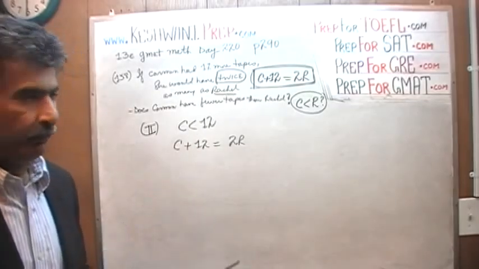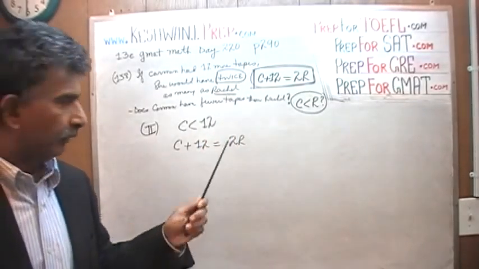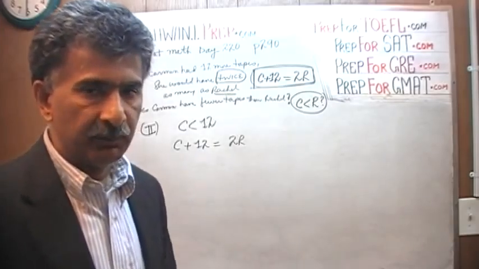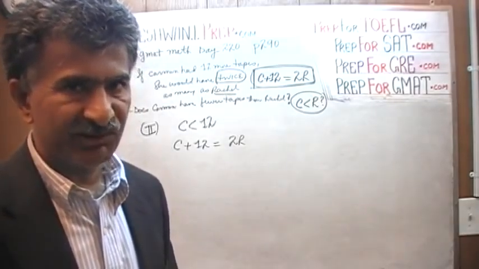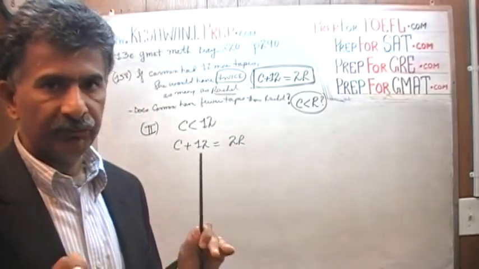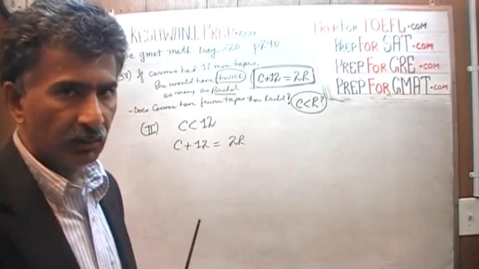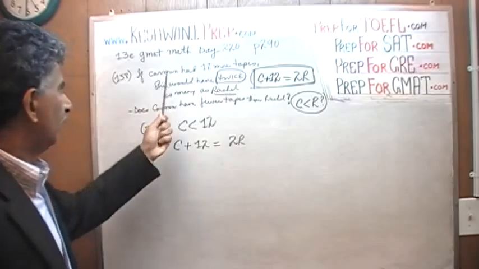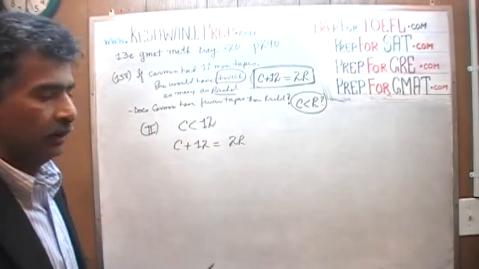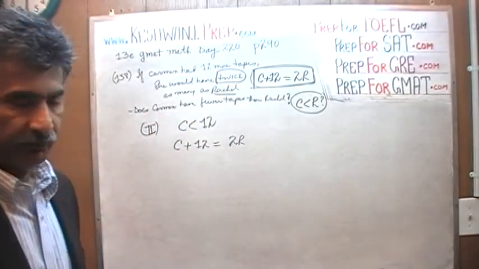Whatever is given in the statement, we cannot put a box around it, because whatever is given in the statement gets deleted when we go to the next statement. It's not fixed, it's not etched in stone. This is etched in stone. C plus 12 has to equal 2 times R, because that's what they tell us. If Carmen had 12 more tapes, she would have had twice as many as Rachel does.